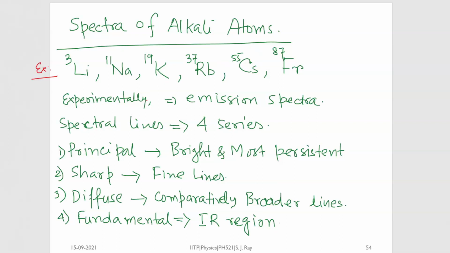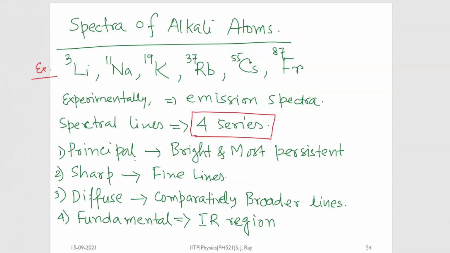Now, experimentally, what is observed is that they have some kind of emission spectra, which means emission and absorption. You know already that if we have energy levels, and if there is a jump from the higher energy level to the lower energy level, then the spectra will be called emission spectra. And the emission spectra is commonly observed for these alkali atoms, and the spectral lines which originate as a result have four series, or let's say four primary lines. So these four lines can be termed as four series.